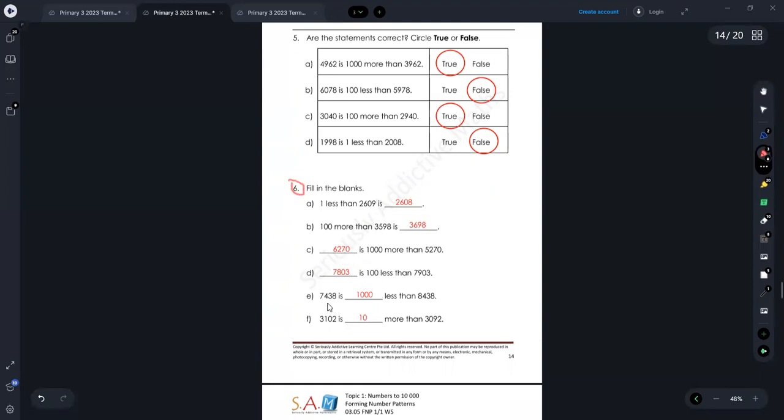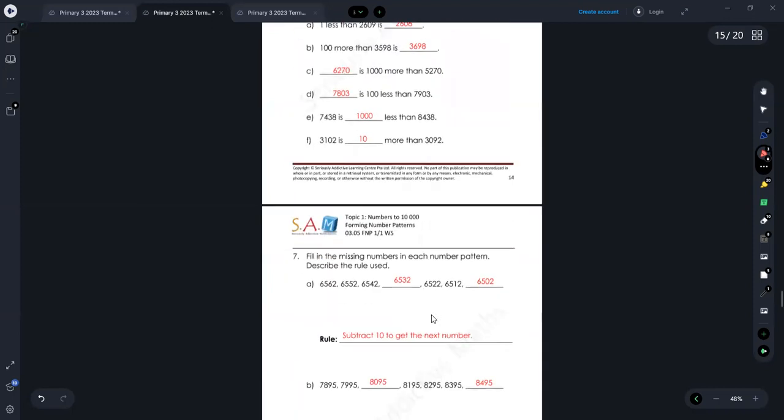Okay, especially this one over here. 7,438 is how many less than 8,438, right? So how many less? So this is bigger number, smaller number, take bigger number minus smaller number. All right, it's always about finding the difference, locating the difference here. Okay, bigger number minus smaller number, right? If it is a case like that. All right, 200 is what more than this.